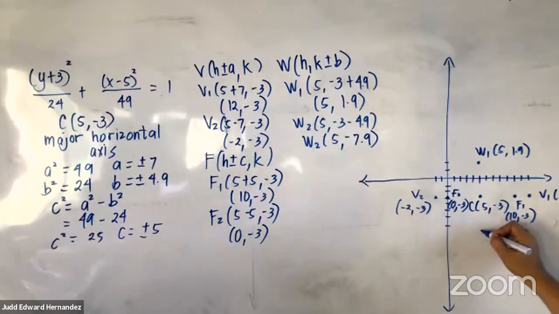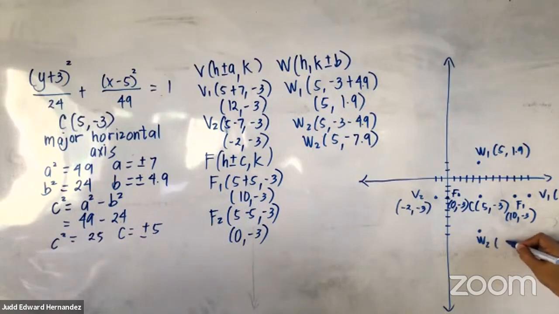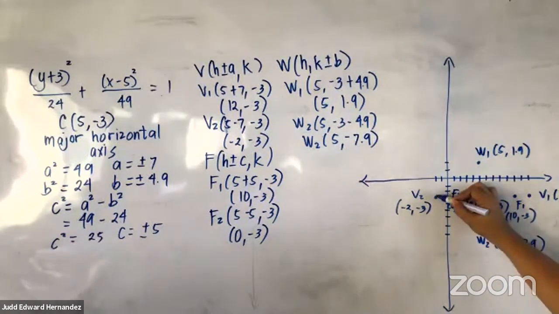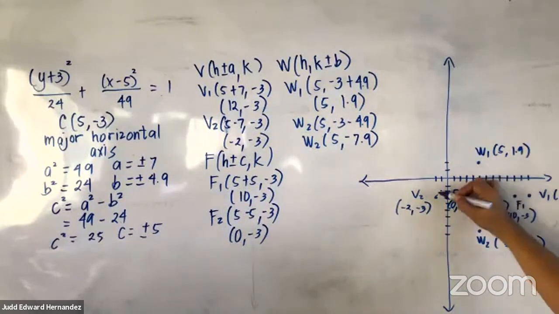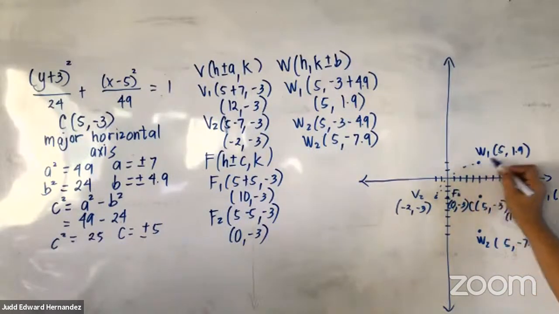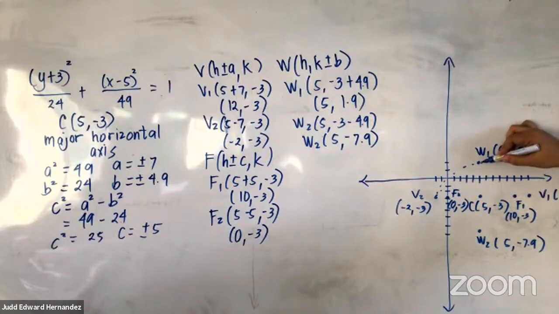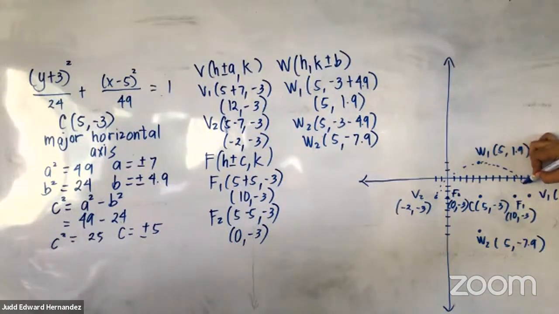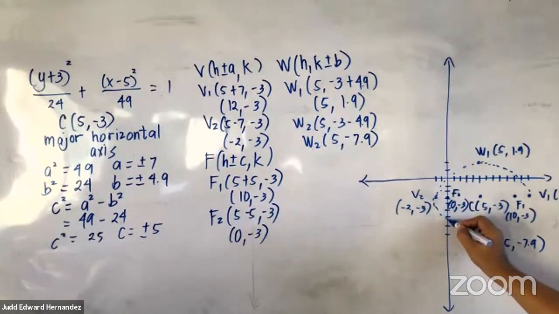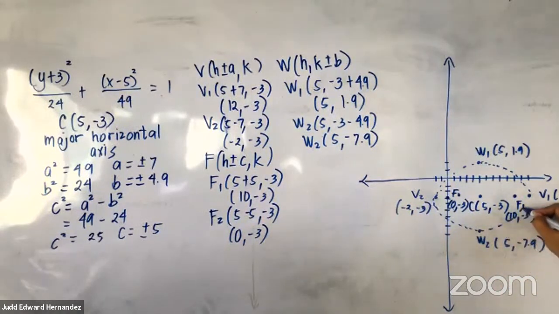So 7.9, this one, this is 8. So this is our W2. And for our W2, that is (5, negative 7.9). So this is now our ellipse with major axis horizontal, showing its vertices, foci, co-vertices.